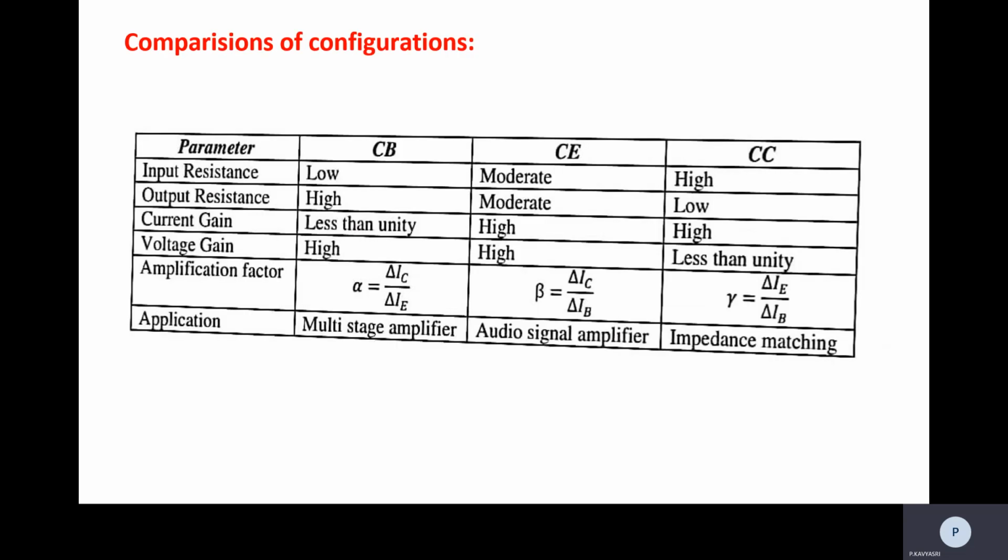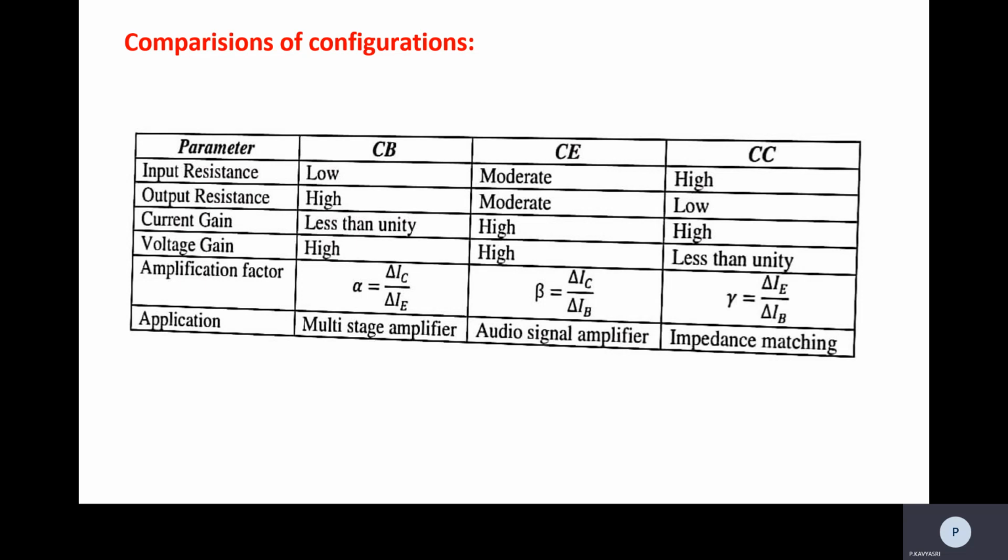So that's it about the three configurations. Now we will see a comparison of these three configurations: CB configuration, CE configuration and CC configuration. First one is input resistance, denoted as R suffix i. Input resistance is low in common base configuration, moderate in common emitter configuration, and high in CC configuration.